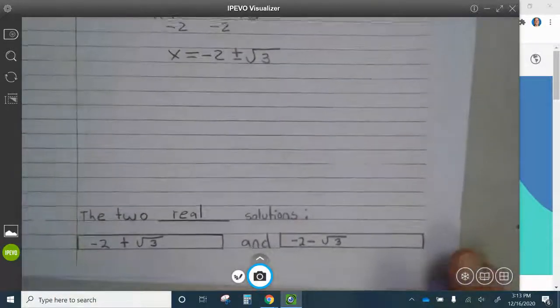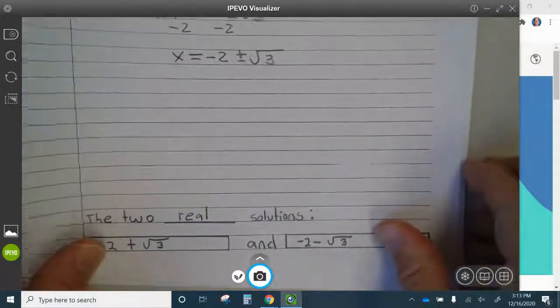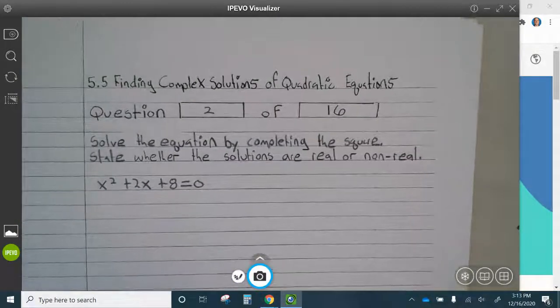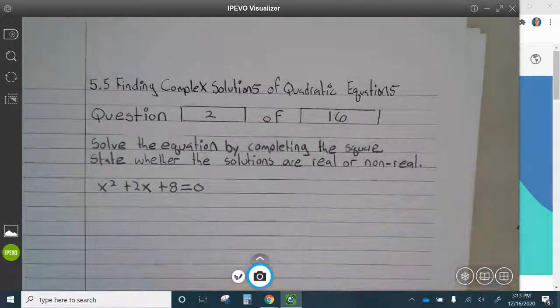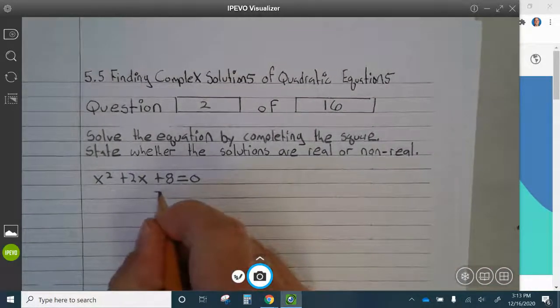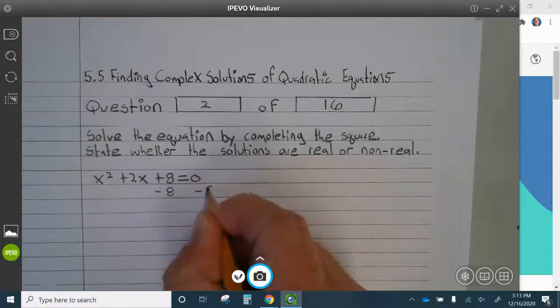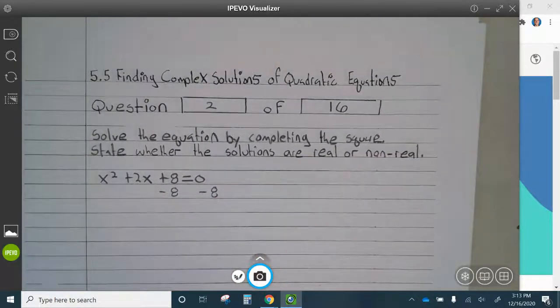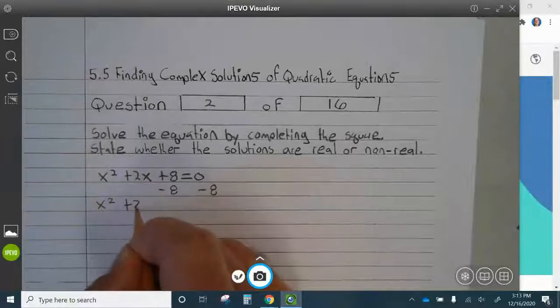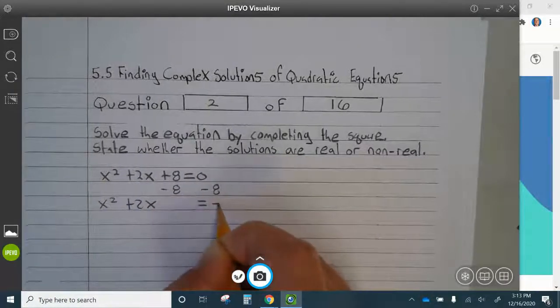All right, let's move on to question 2. Okay, question 2 of 16. Solve the equation by completing the square. State whether the solutions are real or non-real. So the first thing we're going to do is subtract 8 from both sides. Okay, so then you have x squared plus 2x equals -8.